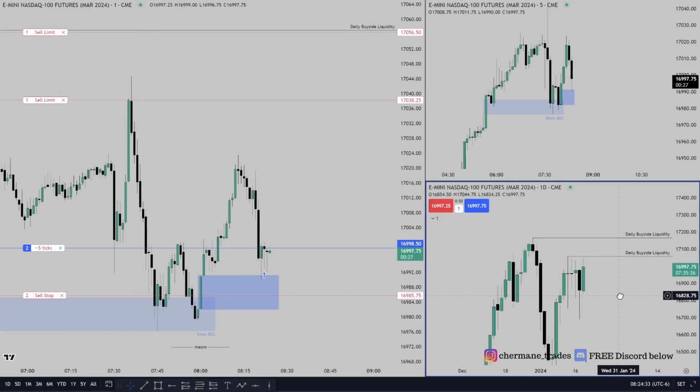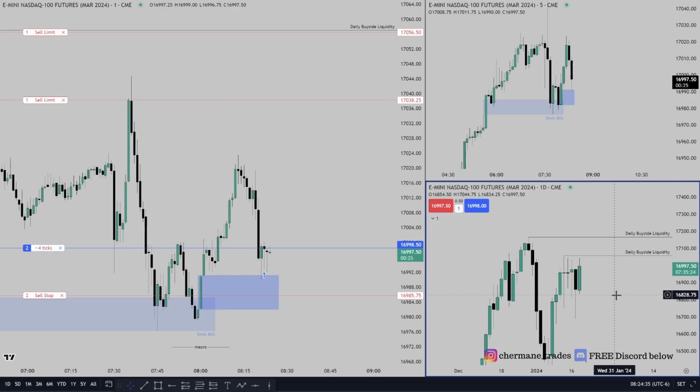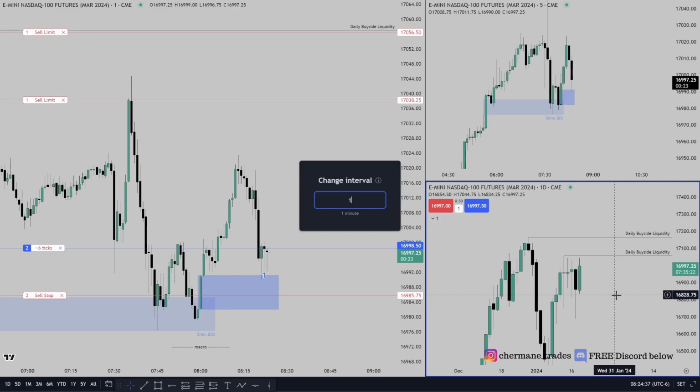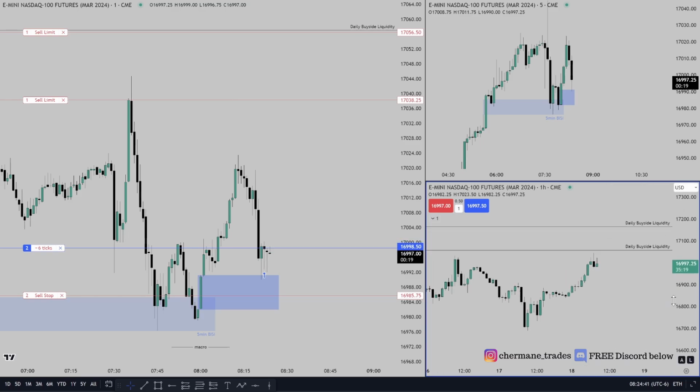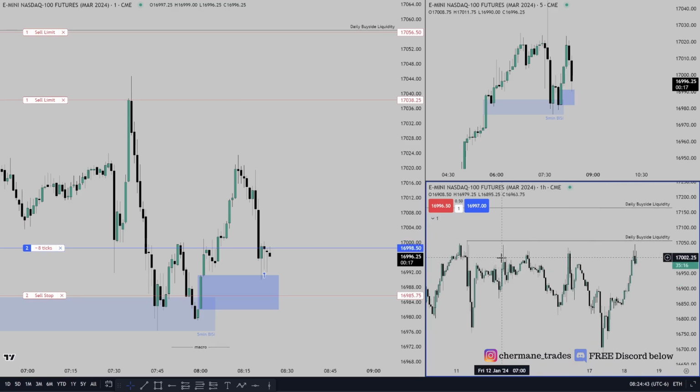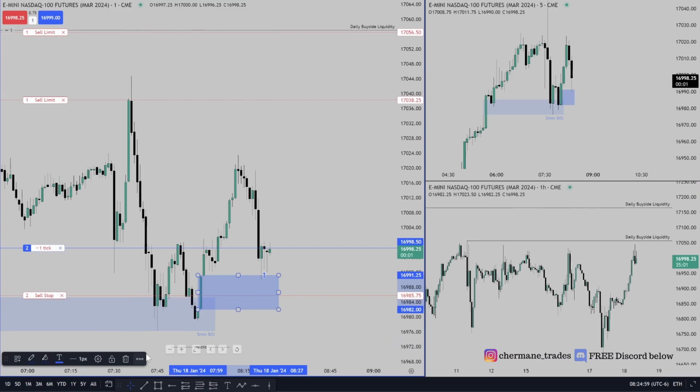So if we go to the hourly chart, all these highs right here are too clean, way too clean. So I can't see us leaving these highs intact long. So right now, my bias for the AM session is bullish.